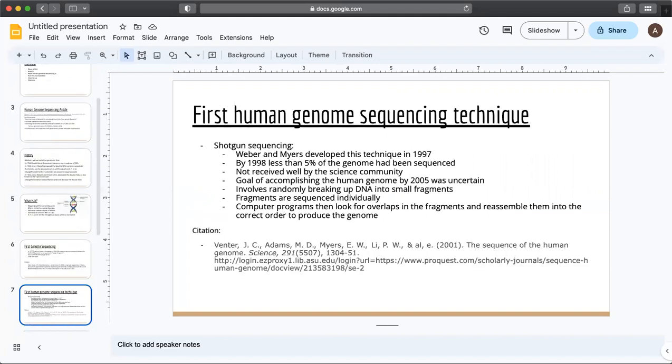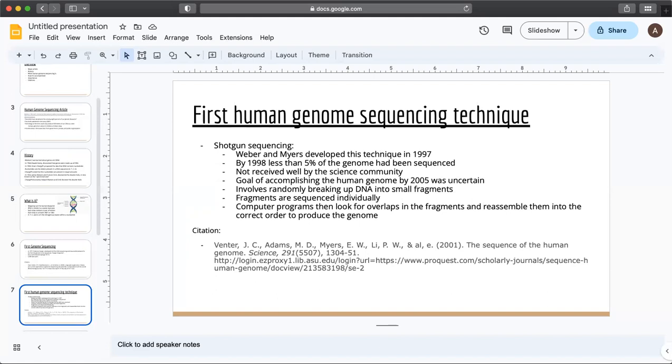The first human genome sequencing technique is known as shotgun sequencing. Weber and Myers developed this technique in 1997. By 1998, less than 5% of the genome had been sequenced. So it was a technique that took quite some time. And because of it taking a while, it was not well received by the science community. The goal of accomplishing the human genome by 2005 was uncertain due to how long it was taking.